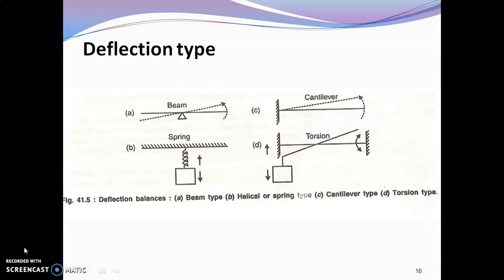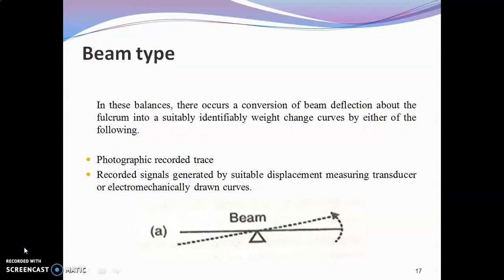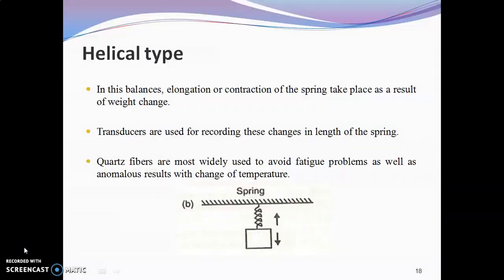First is the deflection type. In the deflection type, first is the beam type. In this balance, there occurs a conversion of beam deflection about the fulcrum into a suitably identifiable weight change curve by either of the following: a photographic recorded trace, recorded signals generated by a suitable displacement measuring transducer, or electromechanically drawn curves. Second is the helical type.